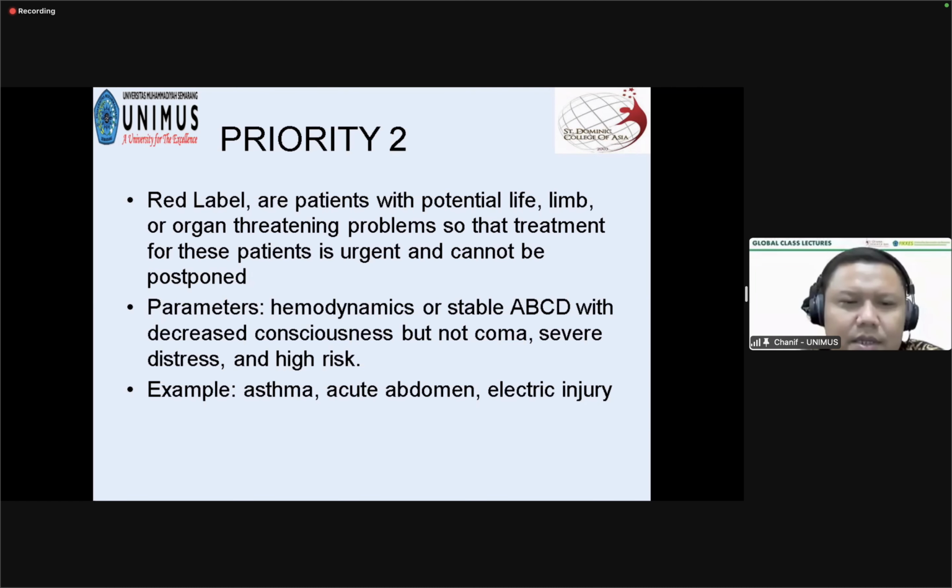The parameters for this level 2 are hemodynamic unstable, airway, breathing, circulation, disability with decreased consciousness but not coma, severe distress and headache. For example, patient with asthma, and then acute abdomen, electrical injury. Those are some example cases for the patient in level 2.